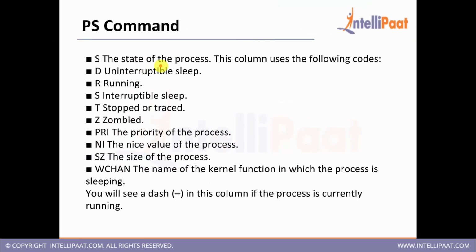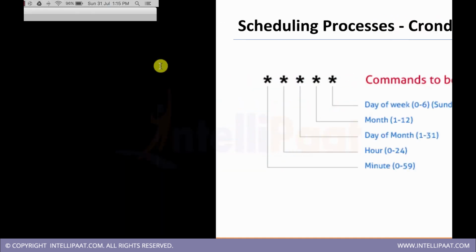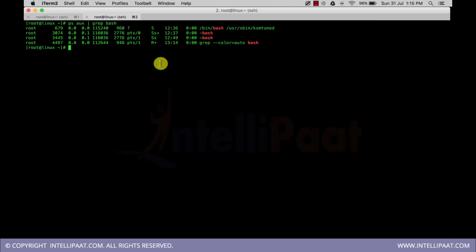So that is it. That is how the ps command rolls out. Now we'll do an interesting task of scheduling processes. If you want to schedule a process, we have to understand the cron command. There is a daemon called crond which helps us to schedule a process. So let's do a scheduling of a certain process.